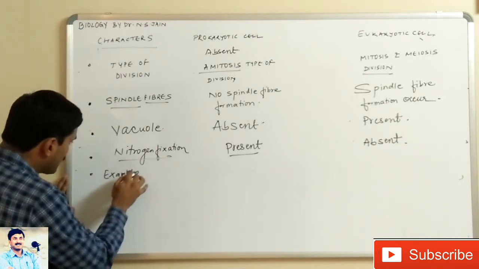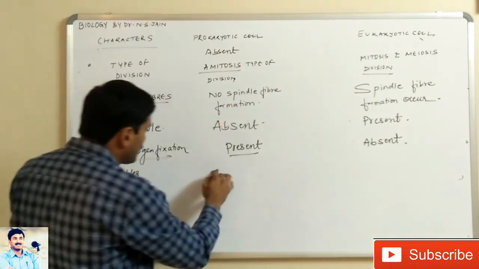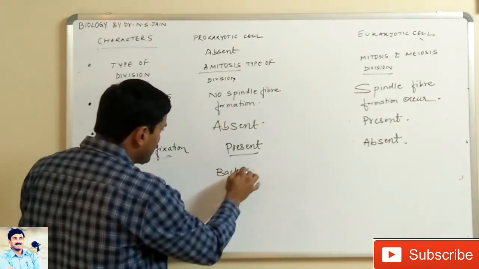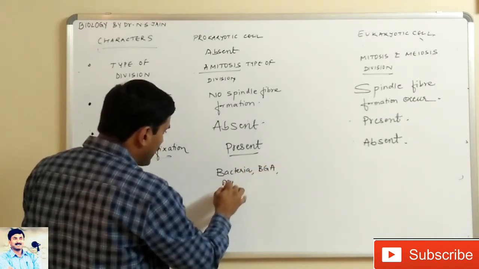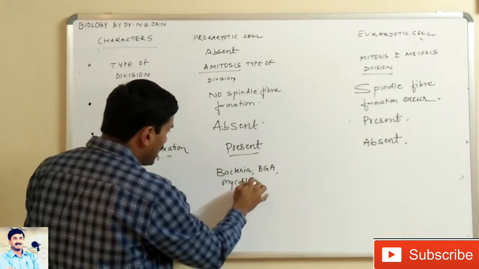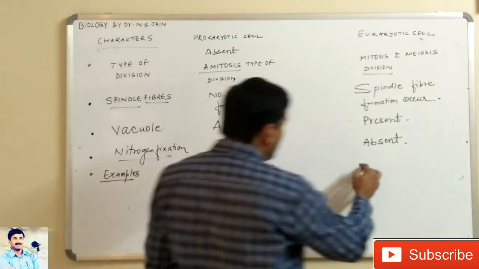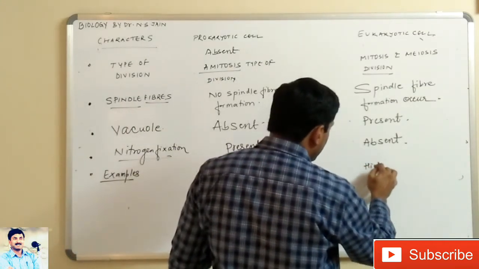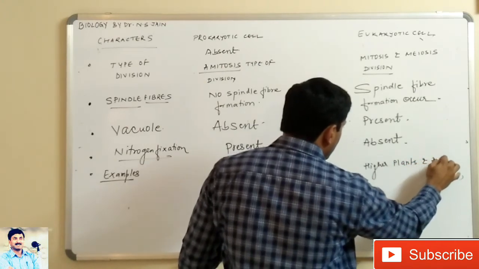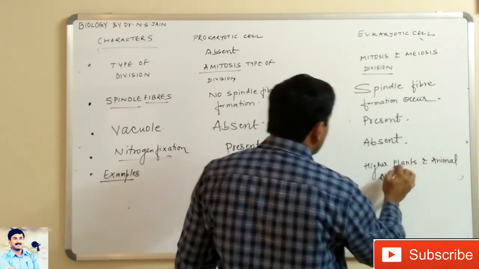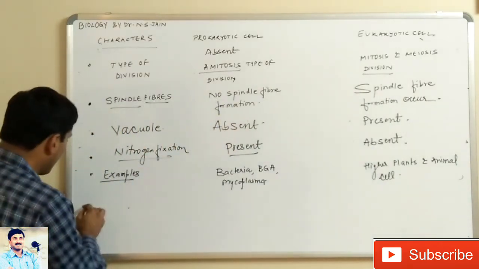Examples of the prokaryotic cell and the eukaryotic cell. Bacteria, as we have discussed, blue-green algae and mycoplasma are a few examples of prokaryotic cells, while all higher plants and animal cells are examples of eukaryotic cells.